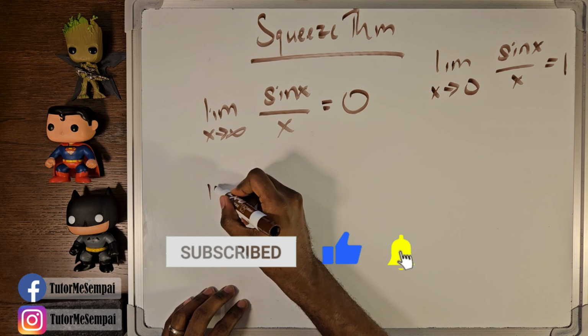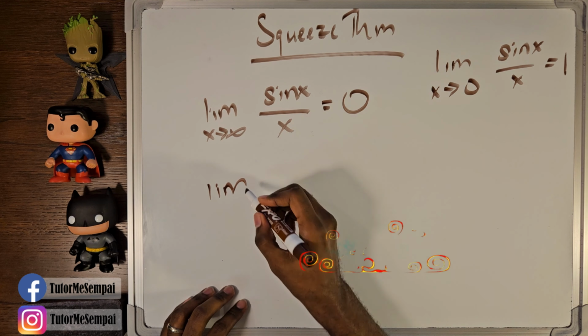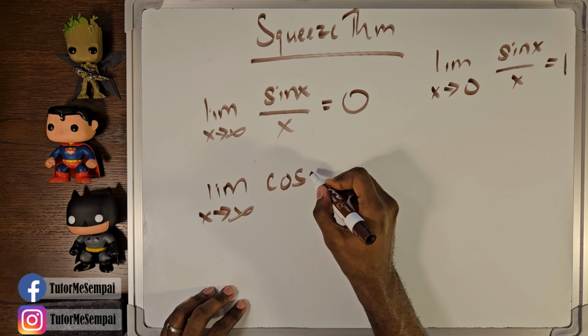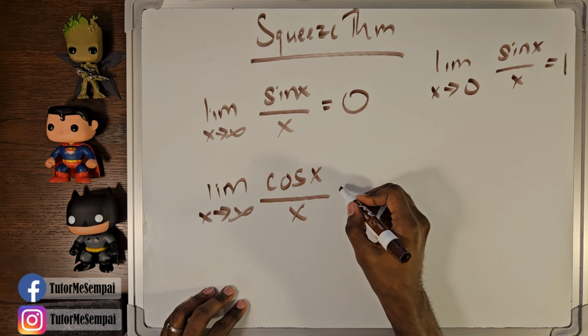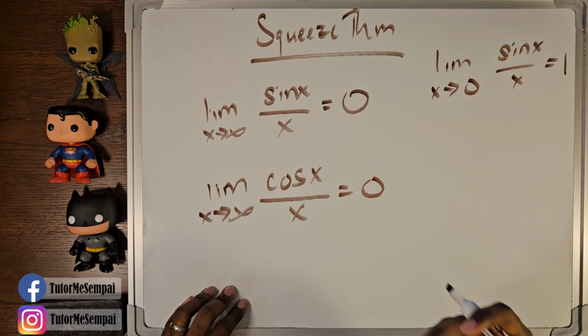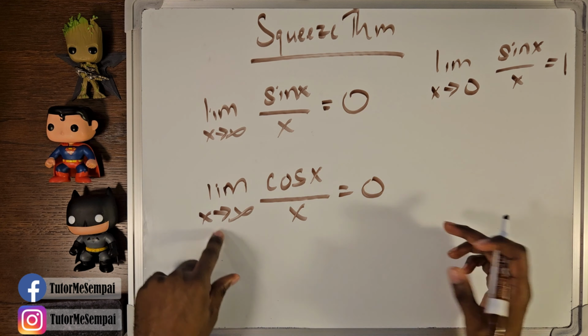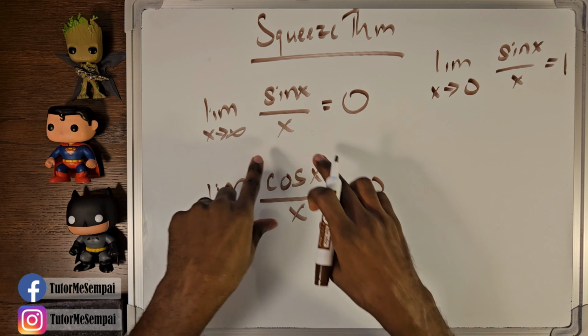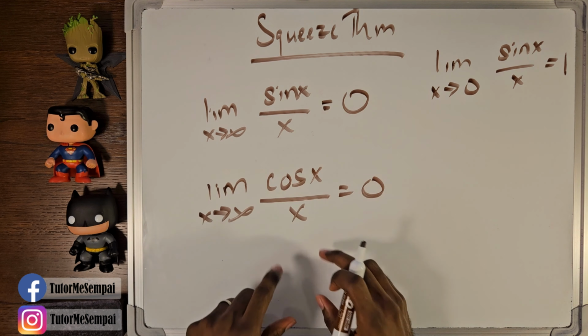So because that was true, and cosine has the same exact bounds, you would do the same exact work, and you'll get the same exact result. If you have cosine x over x, that's also going to equal 0 as x goes to infinity. So you can use these as shortcuts whenever you have a function that looks similar to one of them.